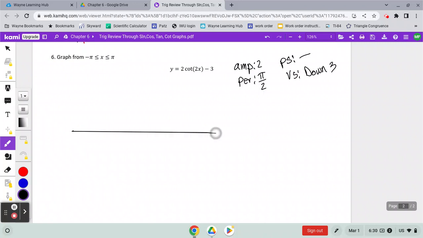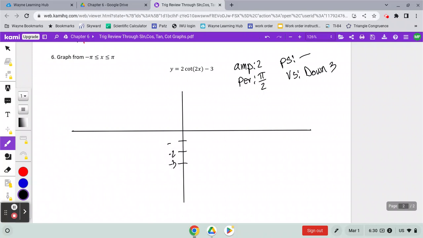So if we draw in our y-axis here, and then my x-axis, I want to go from -pi to pi. Okay, so this y-axis represents 0. We know we need to go all the way down to -3. That's the midline. So up 2 would get us to -1. Down 2 would get us to -5.